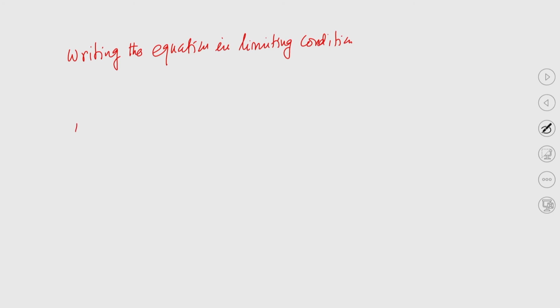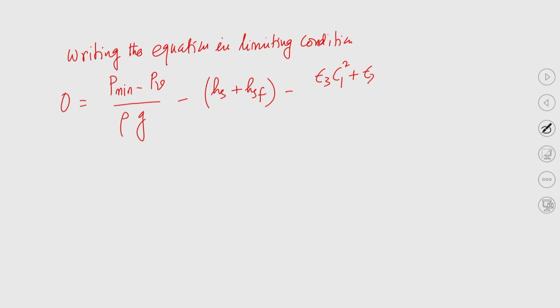What can we write? We can write 0 equal to P minimum minus P v by rho g, plus, minus H s plus H s f, these two terms I am taking together, and minus epsilon 3 into C 1 square plus epsilon 2 into W 1 square by 2 g, right. So, this is the equation.